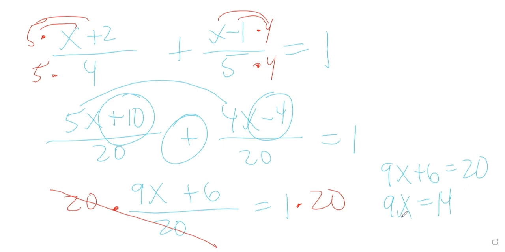And then divide by 9. So I'll put the answer right there. It would be 14 over 9. It's a fraction that doesn't reduce, and we would prefer a fraction over a decimal. So just leave the answer as 14 over 9.